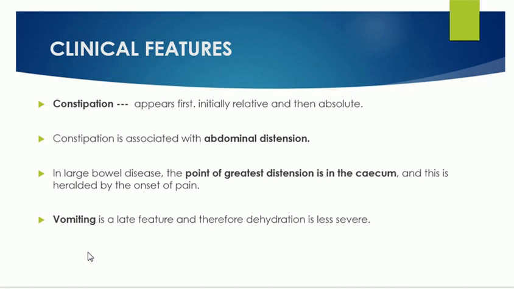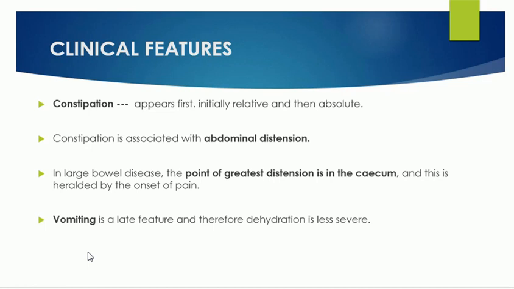And this constipation is associated with abdominal distension, gross abdominal distension. Another important presentation of chronic intestinal obstruction is abdominal distension, which may sometimes be very marked. So again, compared with acute intestinal obstruction, abdominal distension is a very marked symptom presentation of the chronic. In large bowel disease, the point of greatest distension is in the cecum, and this is heralded by the onset of pain. In large gut obstruction, when there is a massive distension, it is the cecum, the blind point, where the maximum intracolonic pressure develops, and this is heralded by very marked distension.